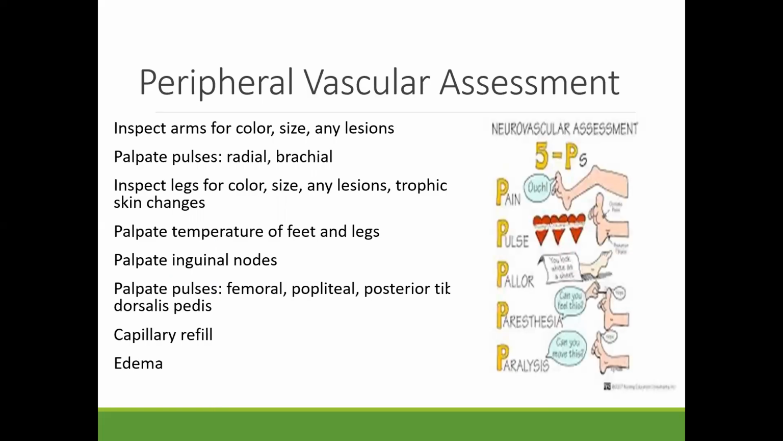Peripheral vascular assessment. One thing I will always say throughout this entire program is know your 5 Ps. Pain, pallor, paresthesia, pulselessness, and paralysis. Any time I do a neurovascular check, those 5 things are my key. Do they have pain? Do they have a pulse? What is their pallor? Pallor stands for color. Paresthesia, that is that numbness and tingling. And then paralysis is no movement at all.